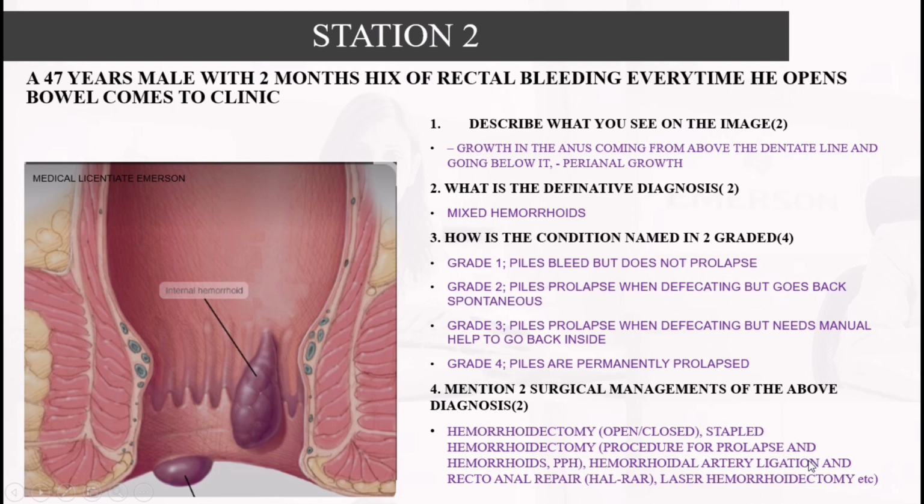Then there's also another one called hemorrhoidal artery ligation and rectoanal repair, abbreviated as HAL-RAR. Then there's another one where they don't do rectoanal repair, they just do hemorrhoidal artery ligation, abbreviated as HAL alone without the RAR. Then we have laser hemorrhoidectomy. Of course these are not the only ones, these are just some that I managed to put here.